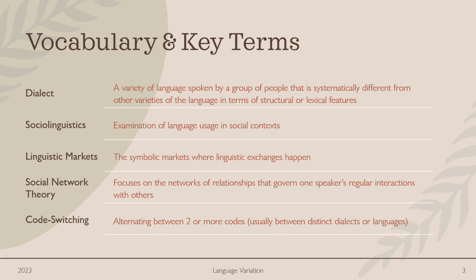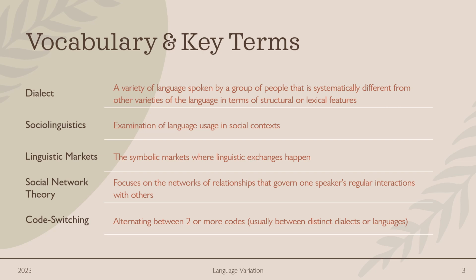And then lastly, we have code switching. Code switching is alternating between two or more codes. This can be in the same conversation or not, using distinctively different dialects or languages. This concept originated with multilingual speakers. However, anybody has the ability to code switch, and it happens every single day in some shape or form.